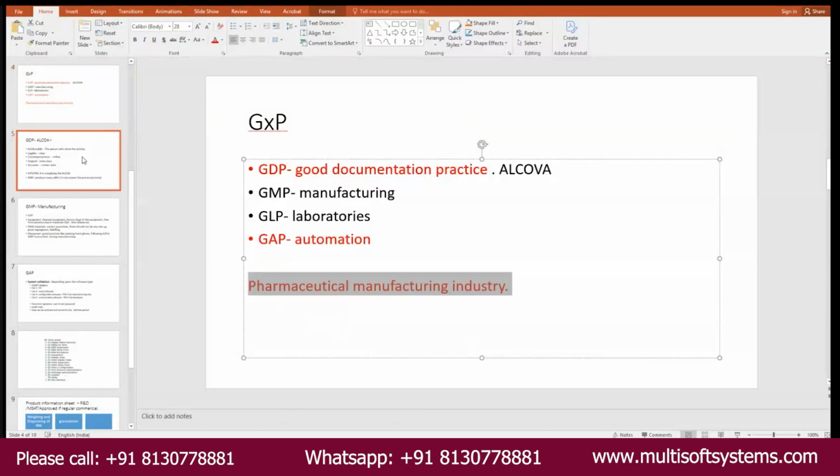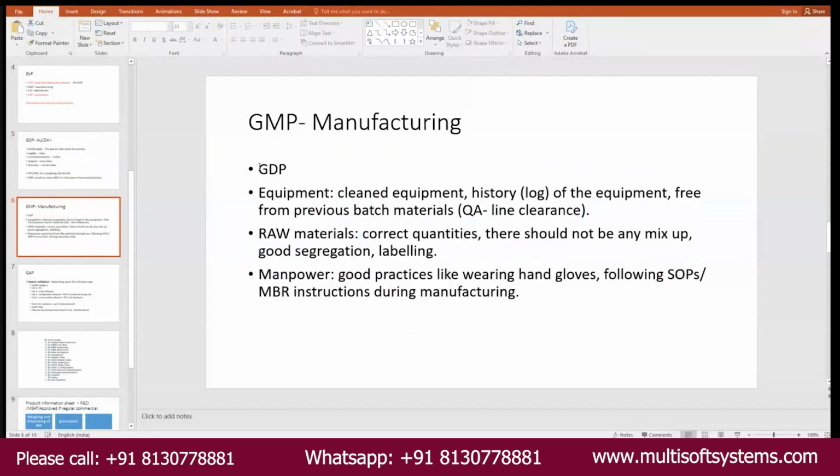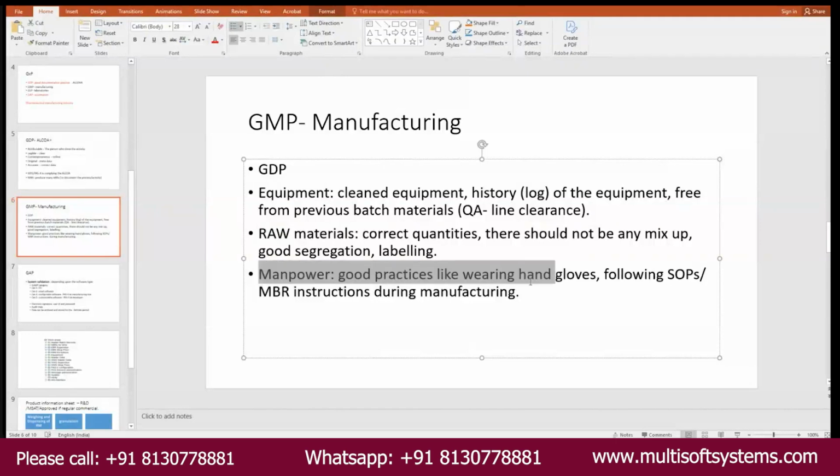In this, the first one is the good documentation practice, that is nothing but the ALCOA. ALCOA plus is not required; if you want, you can find it in Google. And good manufacturing practices: how you follow the manufacturing, you should follow good documentation like the electronic batch record or batch record, equipment should be used as per good practices, raw materials should have correct labeling, and manpower should have good safety precautions as well as hand gloves. They should not touch any materials with bare hands.